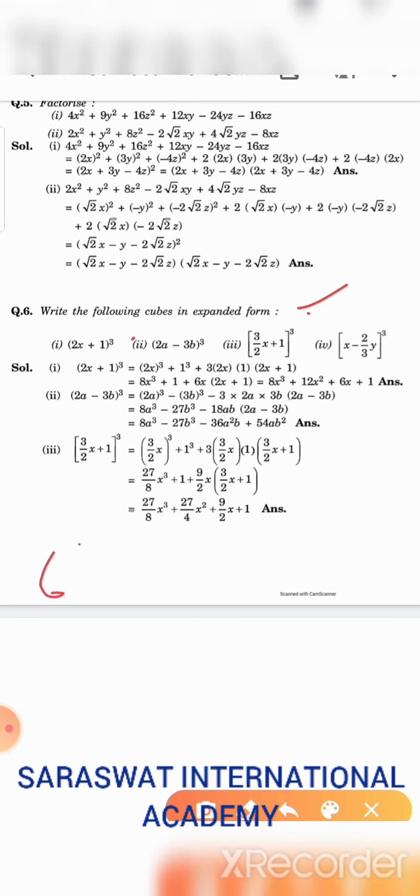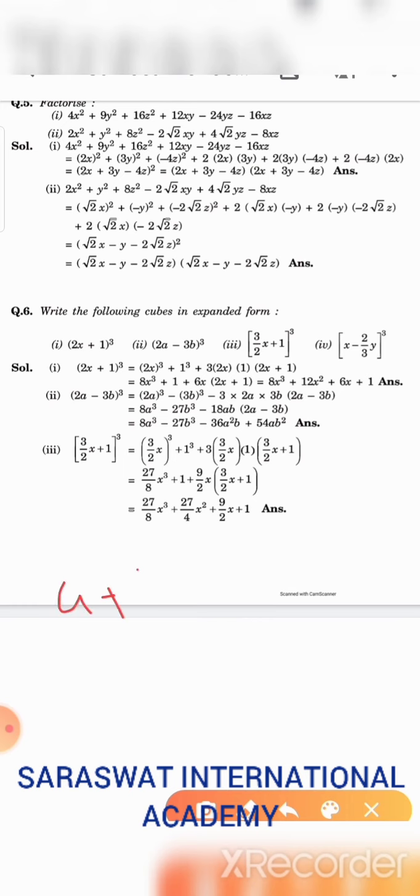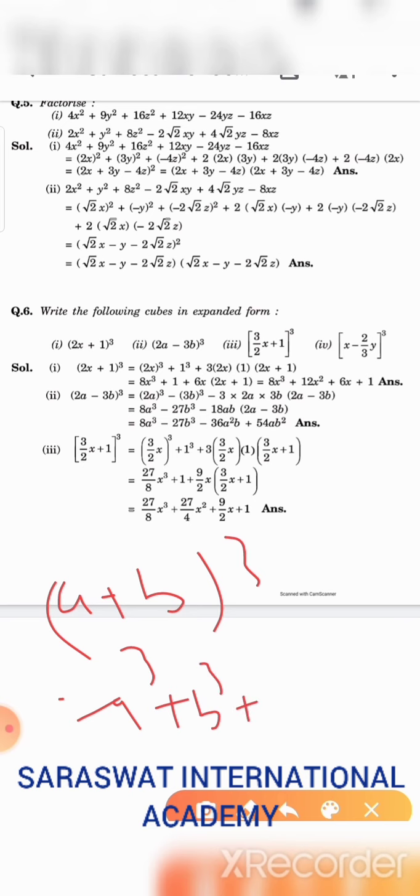Identity number 6 is a plus b whole cube, means the expansion of this cube is given by a cube plus b cube plus 3a square b plus 3ab square, or in the second way, a plus b whole cube is a cube plus b cube plus 3ab into a plus b. We use either this or that. So here we use this type of identity.